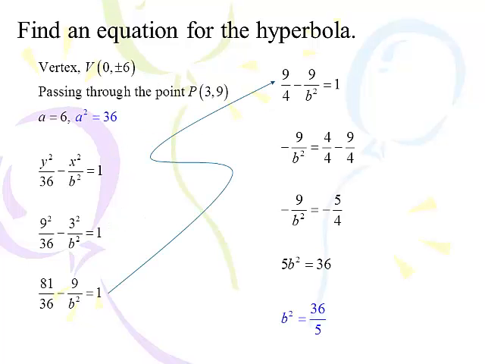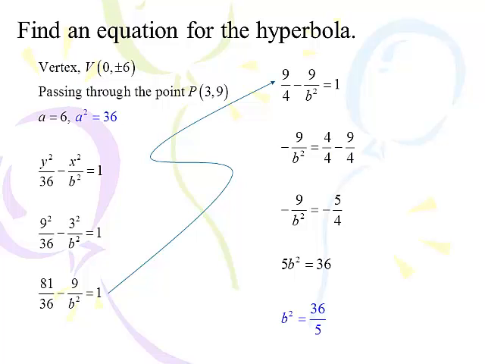And we just need to do some math here. Put the 3 in for the x and the 9 in for the y. You get 81 over 36 minus 9 over b squared equals 1. And I do some math, and I come out with b squared equaling 36 over 5. And again, you can pause this and look at what we did here. But basically, I just did math, and there's more than one way to solve this, but this is the way I chose to do it.